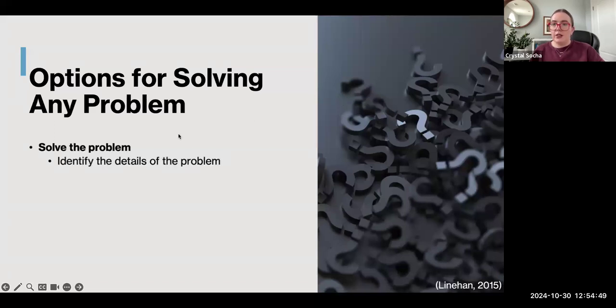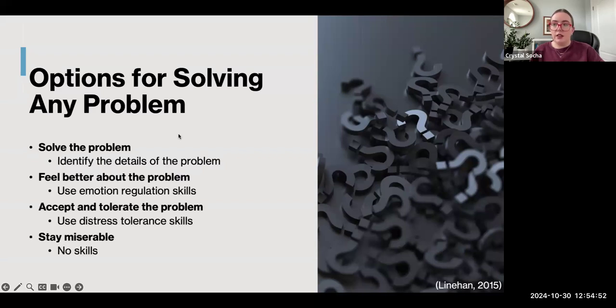Yeah. So DBT talks about these solutions to the problem. You can either solve the problem if you identify all the details, you can find a way to feel better about the problem, you can accept and tolerate that problem using distress tolerance skills, or you can stay miserable by not using any skills or using ineffective skills. And so we're on this emotion regulation piece, which we'll be talking about today, how we can actually help people feel better about that problem or change their feelings if those feelings don't fit the facts.